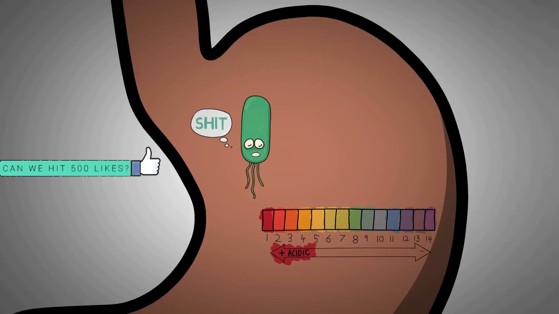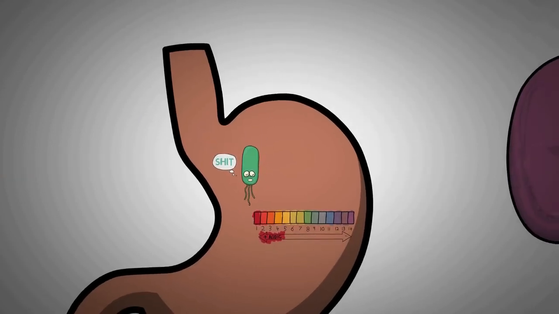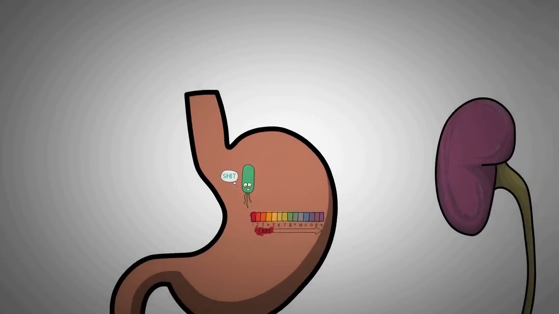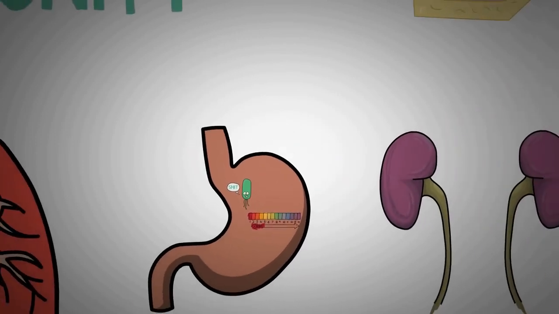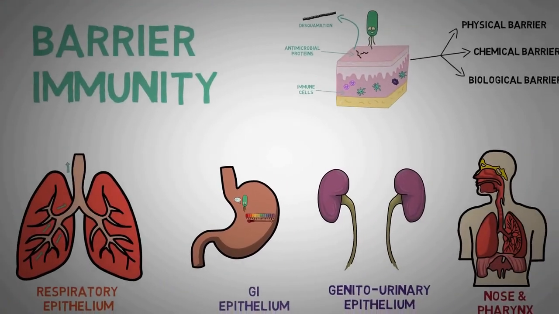The tears in our eyes also contain special antimicrobial proteins like lysozyme that kill many pathogens. The constant flushing of tears also prevents any buildup of foreign material in our eyes, which is also an example of barrier immunity.